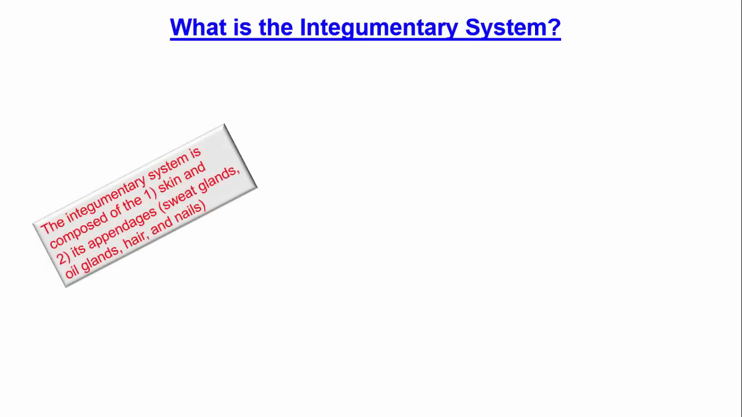Okay, so before we do that, we should focus on the question: what is the integumentary system? It's a question we want to think about. And really, it's composed of two different parts. So the skin, number one, and then two, the appendages of the skin. So things like sweat glands, oil glands, hair, nails, things of that nature.